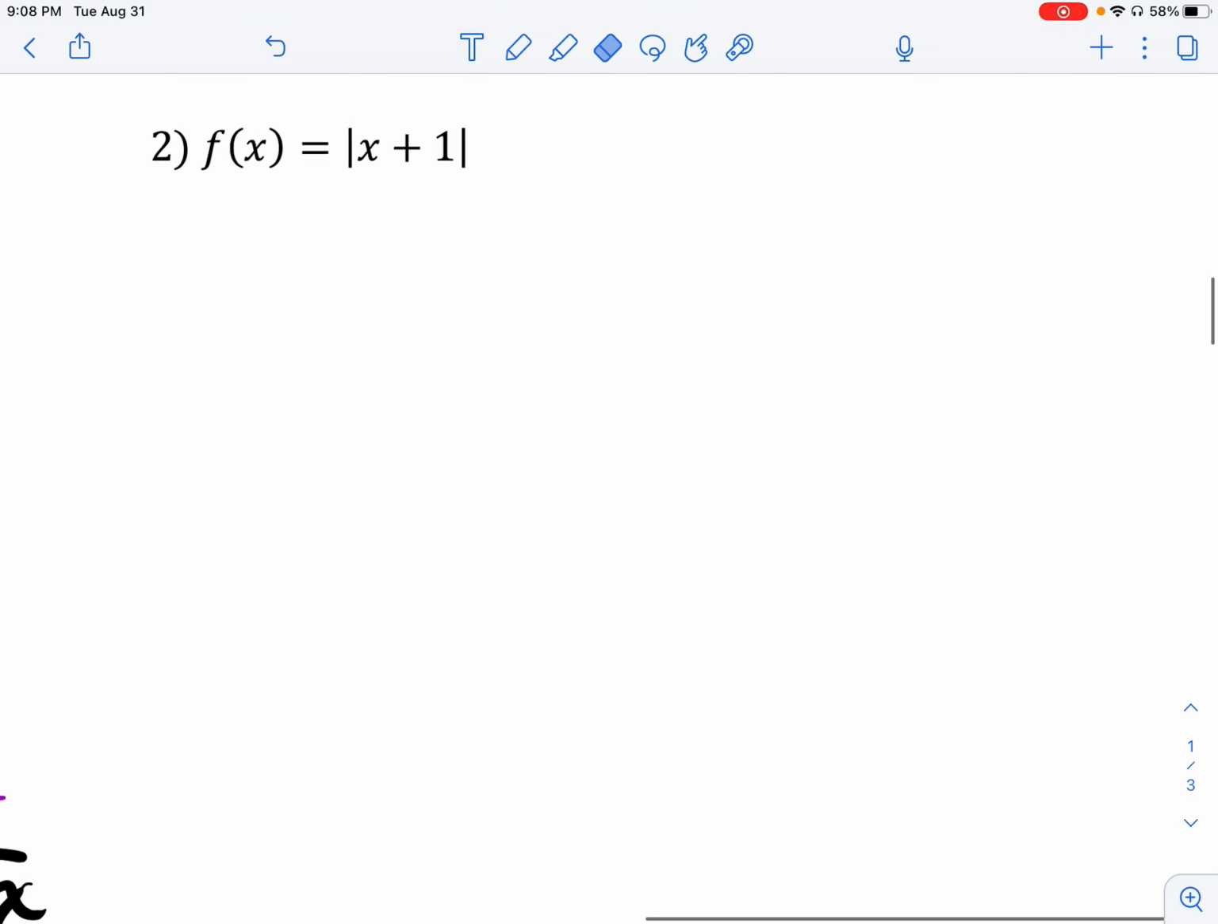hopefully you can see clearly where you'd want to restrict the domain. Hint, it's at -1. That's not really a hint, that's just the answer.